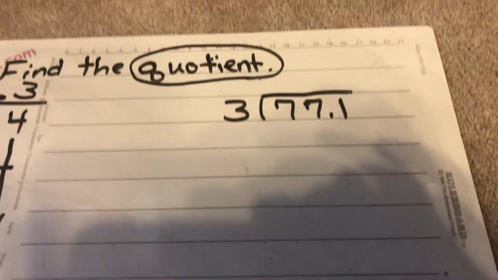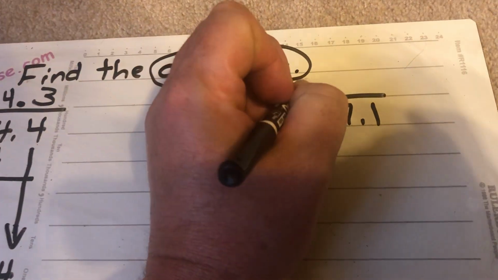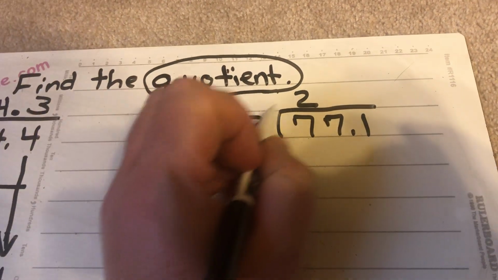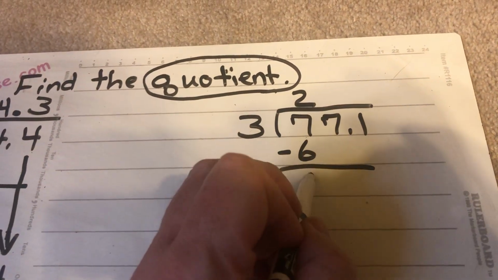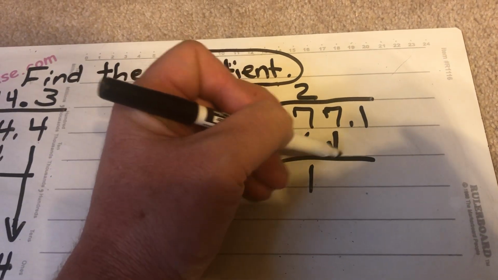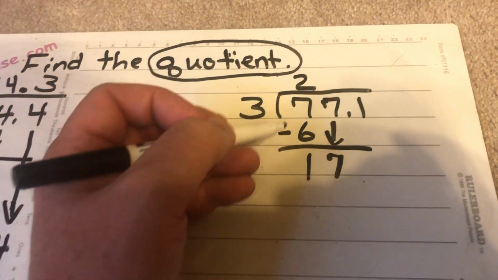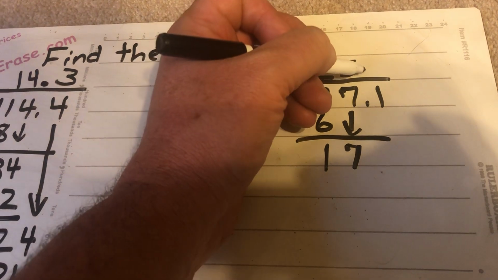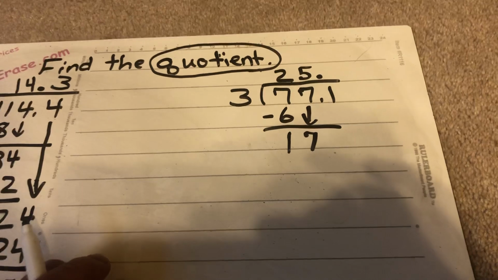So this first one, 77 and 1/10 divided by 3. Well, 3 can go into 7 2 times, so I need to put that 2 right there. 3 times 2 is 6. 7 minus 6 is 1. I like that because 1 is less than 3. Then I go ahead and bring down the 7. 3 can go into 17 5 times. What I don't want to forget is to put my decimal straight up. I should have done that at the beginning.